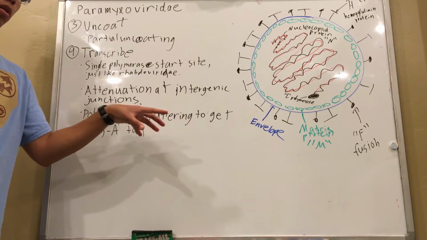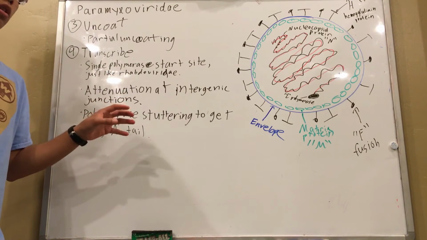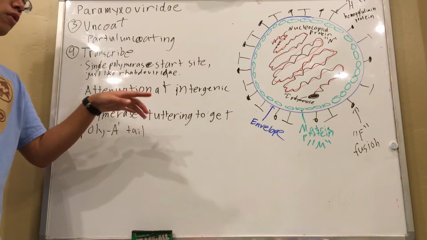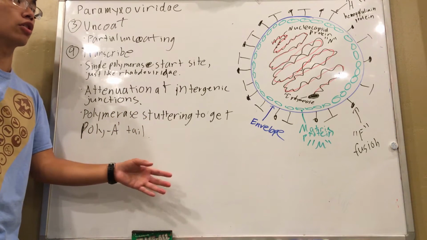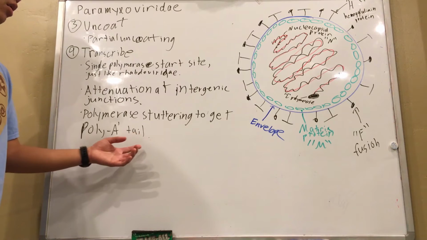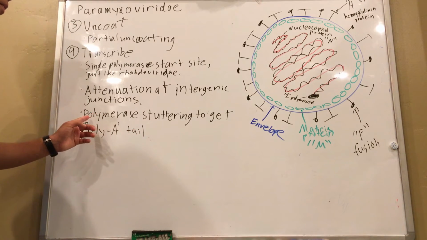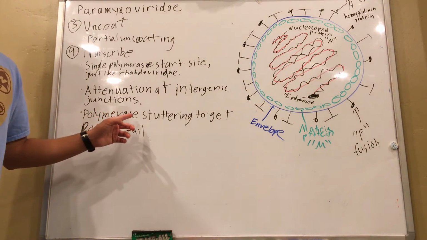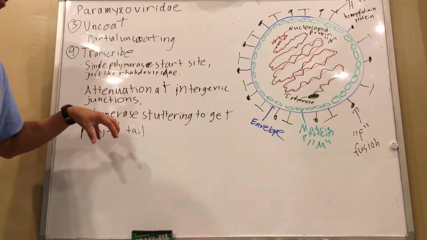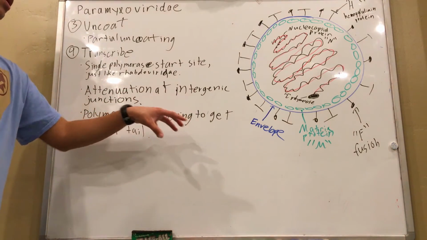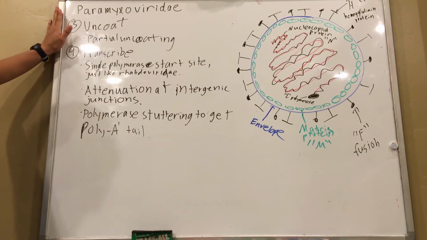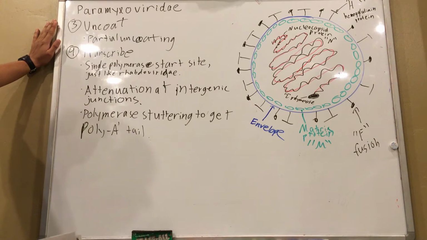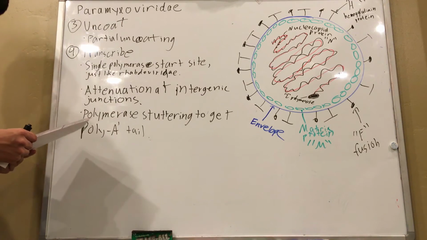You get that stuttering. They're poly U nucleotides in the native ssRNA genome of Paramyxoviridae, in order for the polymerase to stutter and slip on those poly U's and then make the poly A tail. It's just like Rhabdoviridae. You can probably already start to see why in the textbook they group Paramyxoviridae and Rhabdoviridae together.